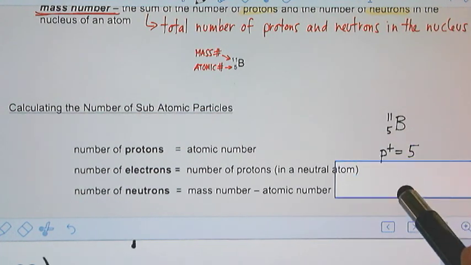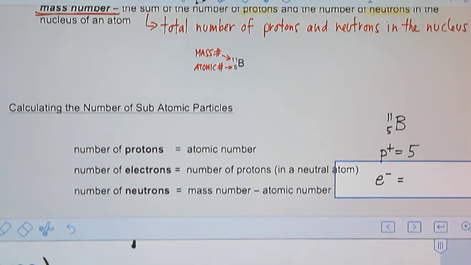Number of electrons. I'll use the symbol E with a negative sign to represent the number of electrons. If I know the number of protons, then I can write down the number of electrons. And in a neutral atom, these are always the same. So how many electrons do we have? 5.